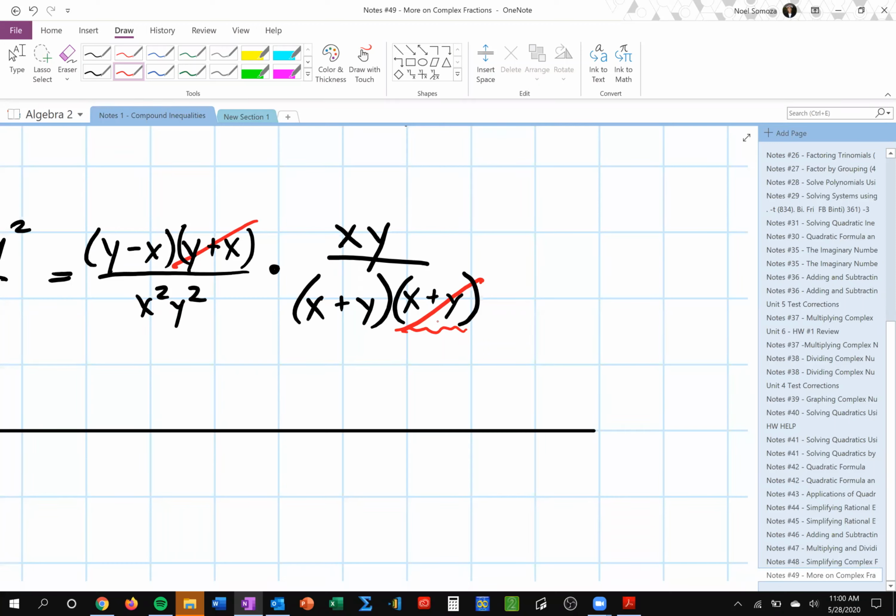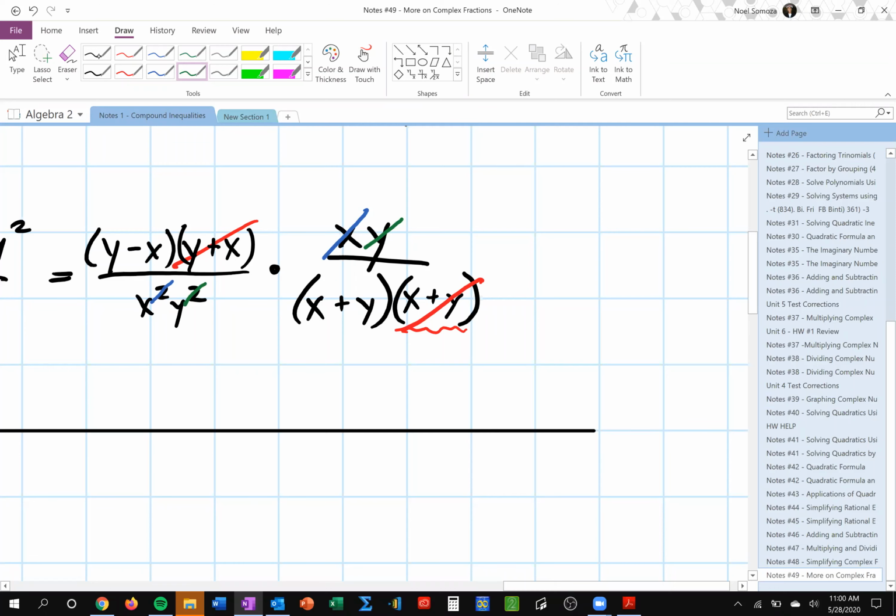Or I could have divided out this other x plus y, but it's only one: one on the numerator, one on the denominator. After that, notice here that you have x, and in the denominator you have x squared. So this x would cancel out with this x squared. It takes the square away, and you're just left with x. The same thing happens with the y. Y cancels out with the y squared, and you're left with just y.